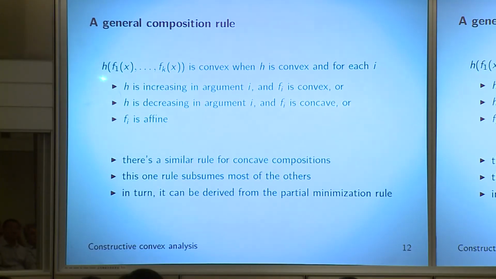If you have a composition of a function h with k arguments, and the arguments are themselves functions of a variable, then that's convex when the outer function h is convex, and for each argument, either the function itself is affine, in which case it doesn't matter, or it could have positive or negative curvature, but then you have to know the monotonicity of h with respect to that argument.